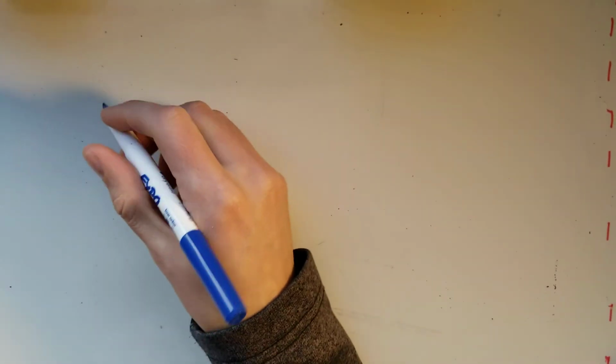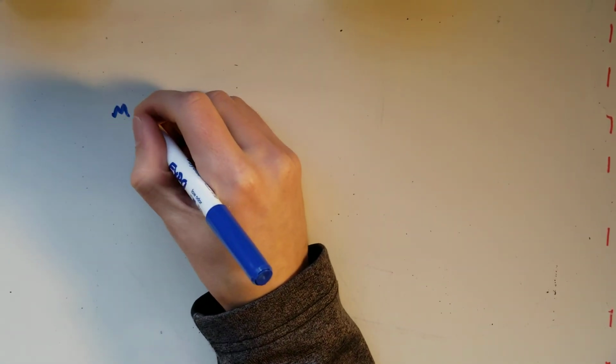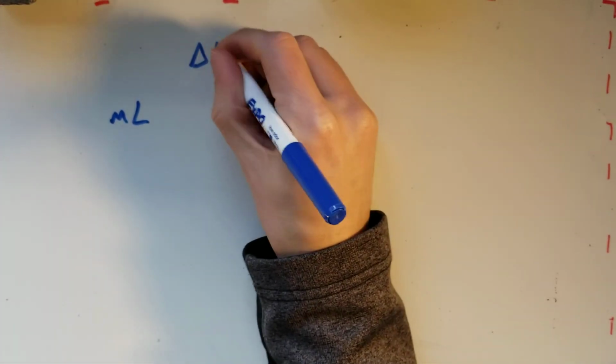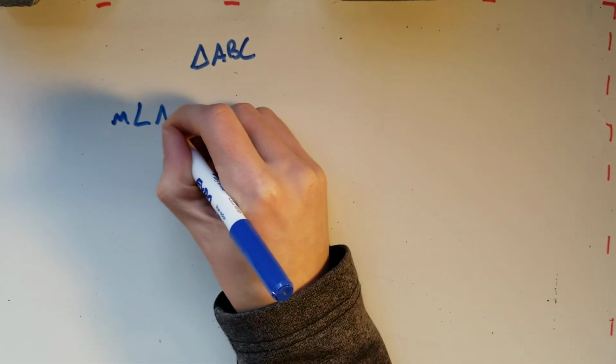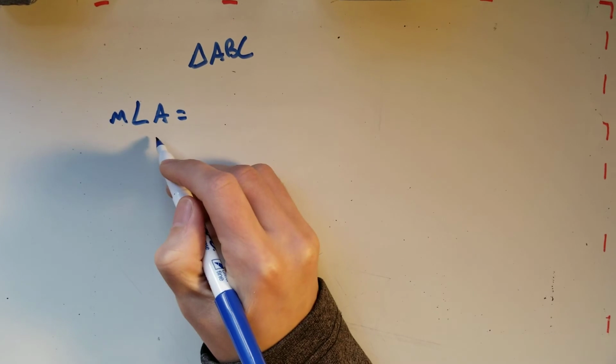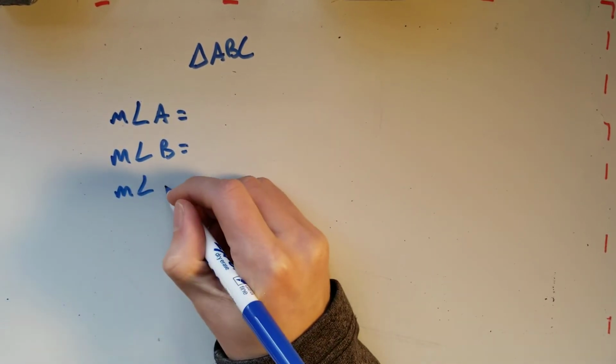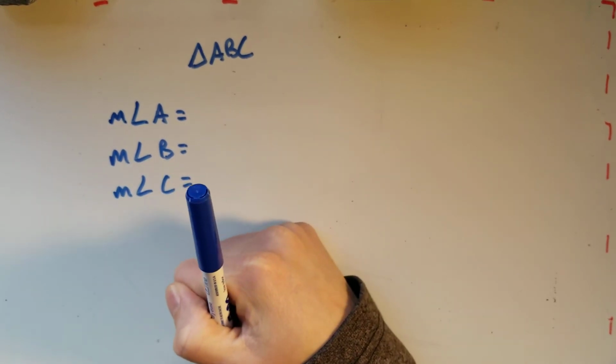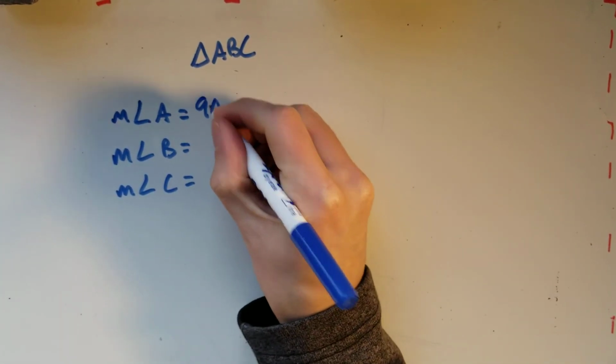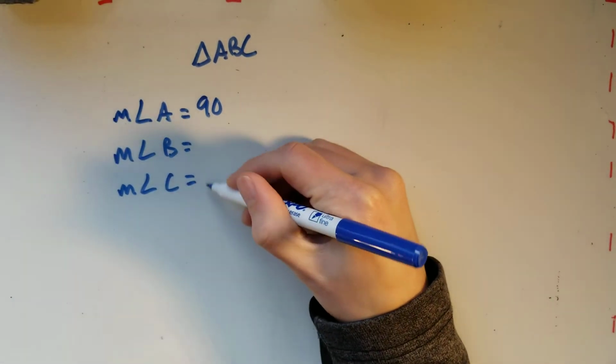So our next one, slide 3, says, in a right triangle, the measure of one of the acute angles is 18 more than the measure of the other acute angle. What is the measure of each angle in the triangle? So let's call it triangle ABC, just so we have notation here. So the measure of angle A, the measure of angle B, and the measure of angle C is what we need. We were told this is a right triangle, so let's just say the right angle is A. Now we have to figure out B and C.